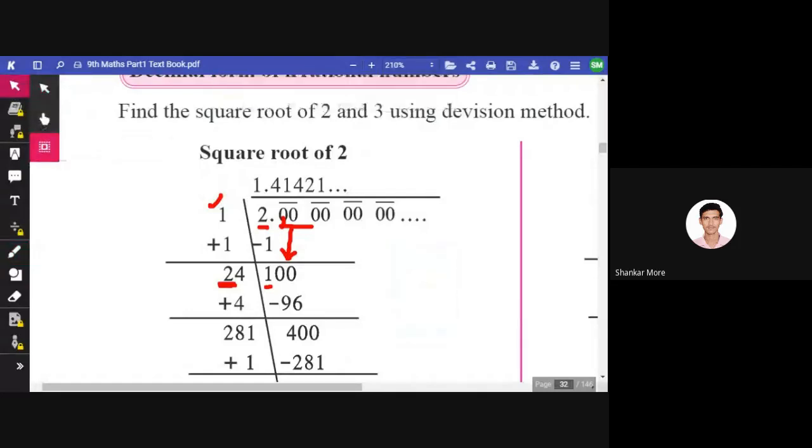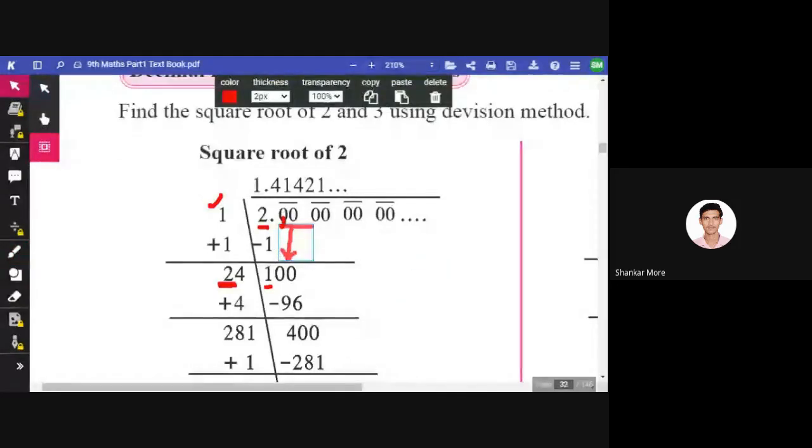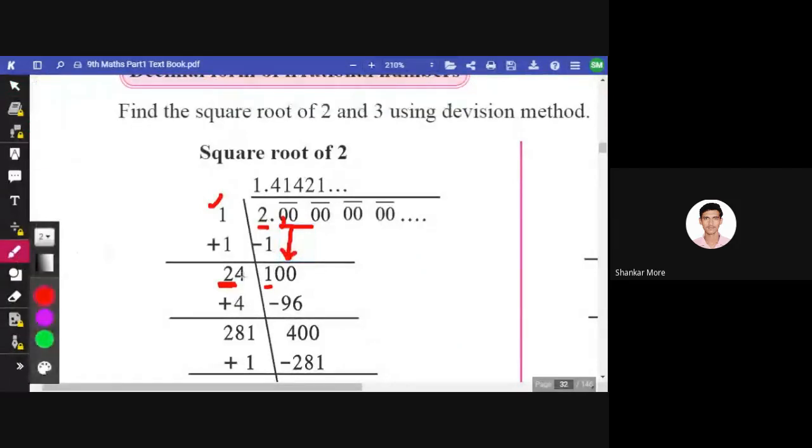सो आई हैव टेकन 4 हियर. The number I am taking here, I have to add that number here also. Now 24 fours are 96, and 100 minus 96 is 4 here. So 24 plus 4, 28. Now take these two zeros down here, we have 400.